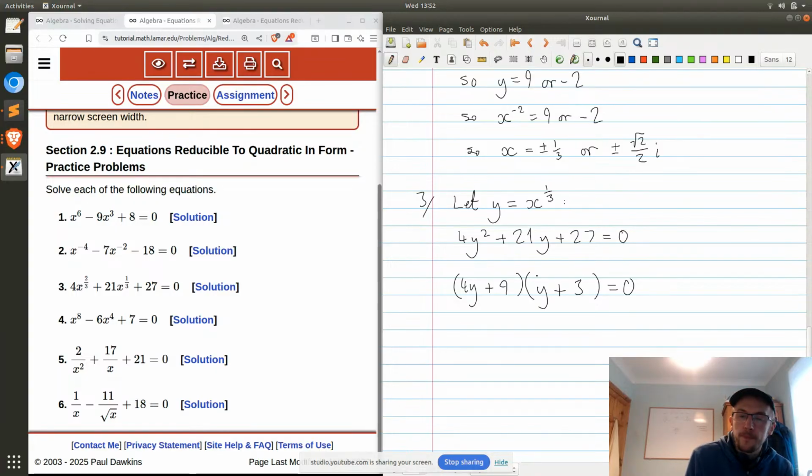Right, okay, so the way to check is to expand. So 9y, 12y, that gets that, that gets that, and that gets that. So that's fine. So what's going on? Okay, so y is what? Based on this, negative 9 over 4. Or y is negative 3. And we're going to make the same mistake again. Okay. So I've got to cube this, do I not?